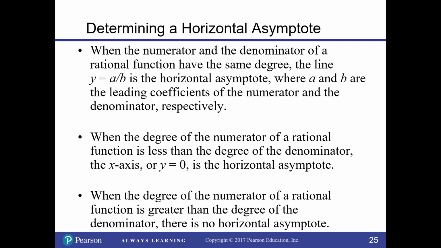When the degree of the numerator of a rational function is greater than the degree of the denominator, there is no horizontal asymptote. In that case, what we saw was that as x got larger, the ratio that we had made started getting larger and larger as well. It wasn't approaching any value, it was just shooting off to infinity.